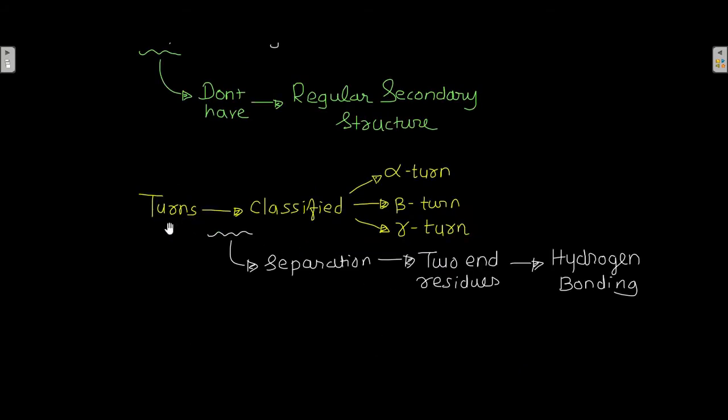Now these turns are classified into alpha turn, beta turn and gamma turn, and this classification is based on the separation between the two end residues participating in hydrogen bonding. Okay, the two end residues which are participating in hydrogen bonding, how they are separated. On the basis of that, these turns are classified into alpha turns, beta turns and gamma turns.